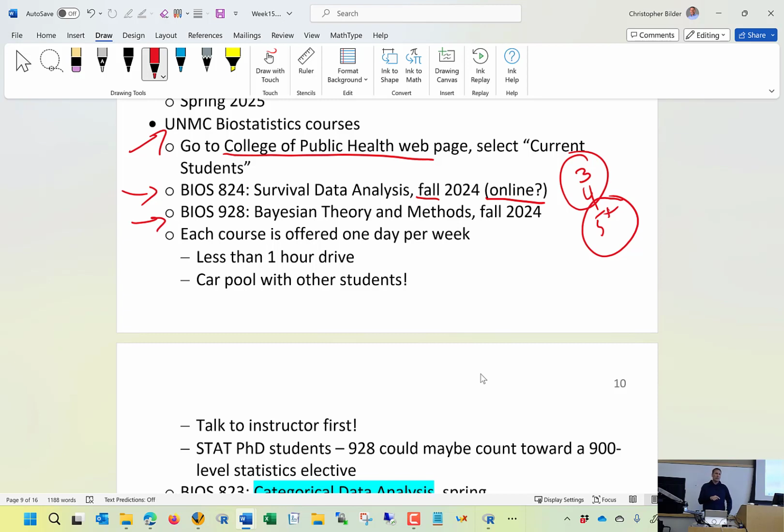You would need to talk to your committee to see if they would allow it. I know if it was me, I would allow this, even though it wasn't in the stat department, because it's a stat course, essentially just offered from another school. So that's offered in the fall.